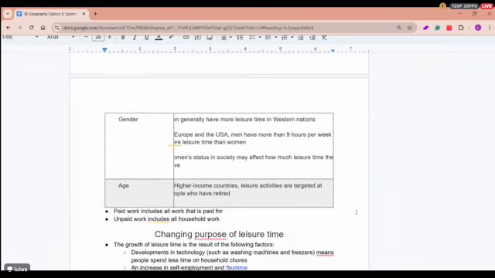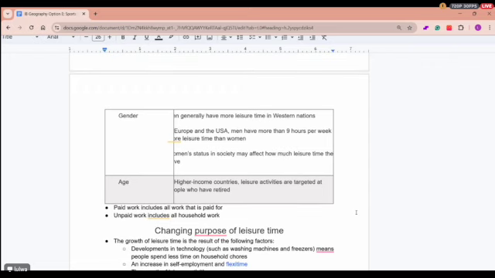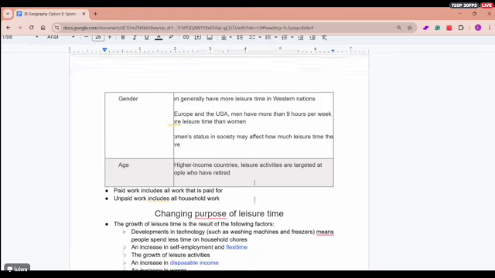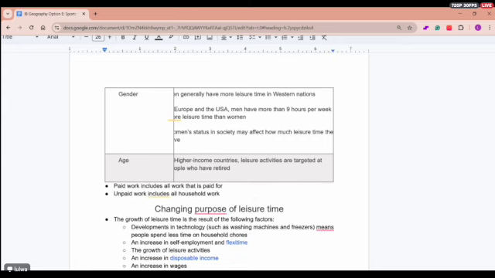And in gender, women generally have more leisure time in Western nations. In Europe and the USA, men have more than 9 hours per week, and they have more leisure time than women. And women's status in society also may affect how much leisure time they have. And for age, in higher income countries, leisure is targeted for those who have retired. So, you have retirement facilities, you have your 401k, you get to use that money, spend it however you want.